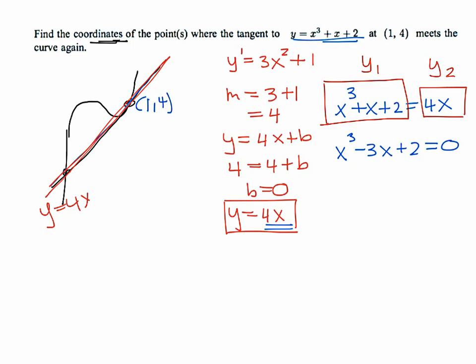So you would usually go to 2nd Calc, go to 0 on your TI-84, and it turns out you would have (1, 4) as one of your intersections, which is given to you, and then the other intersection happens at (-2, -8).